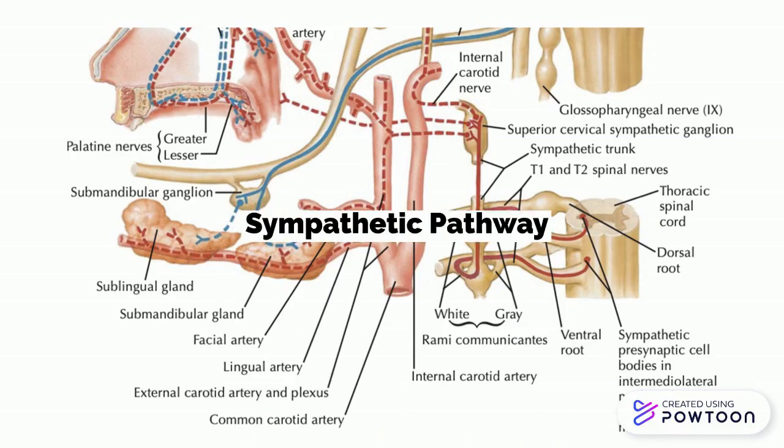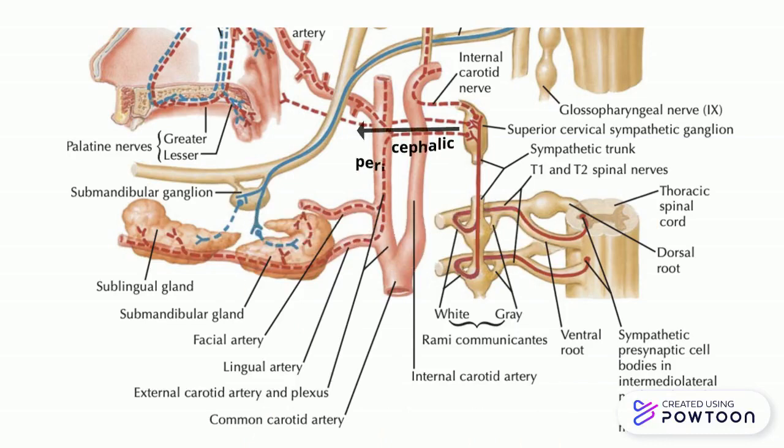The sympathetic innervation is the same as the innervation to the parotid gland, except that the sympathetic periarterial nerve fibers travel with the external carotid artery, facial artery, and lingual artery to reach the submandibular gland.